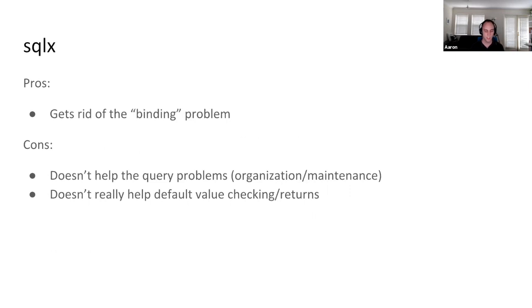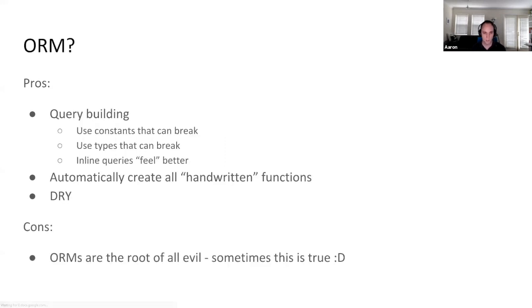The next option, everyone usually tells me in the Go community, is, well, I don't need an ORM. I use SQLX. And this does help a lot. I used SQLX at the start myself. I think it's great. It gets rid of the binding problem, which is binding data to structs. Makes it really simple. However, it still doesn't help us with our query problems, and it doesn't really help the default value checking return problem that we described either. That also is unsolved by SQLX. So you need a bigger hammer.